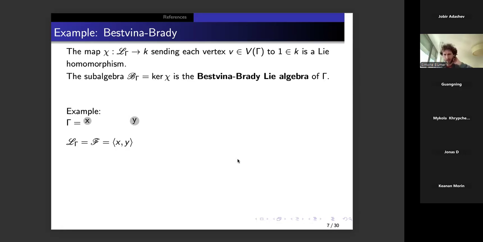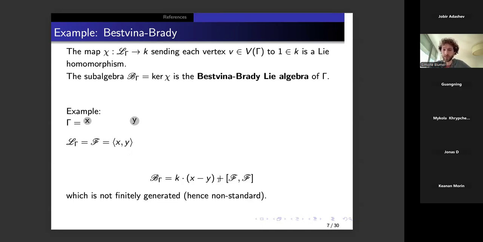Okay, let's see another apparently easier example. This is the discrete graph on two elements. The right-angled Artin Lie algebra is, of course, free, and so must be the Bestvina-Brady algebra. The problem is that it is not finitely generated, because it is generated in degree 1 by a single element, and in higher degree it is precisely the derived subalgebra of the free Lie algebra. So it is not finitely generated, and hence it cannot be a standard Lie algebra.